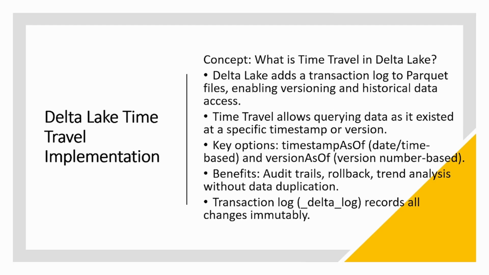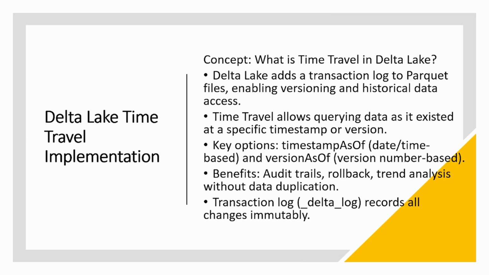It's all handled automatically. Now there are 2 main ways to do this. One is by version number. Think of it like checking out a specific commit in Git. Version 0 is always the very first state of the table, right after it was created, before any changes happened. The other way is by timestamp. Way more intuitive for business folks because they think in dates, not version numbers.